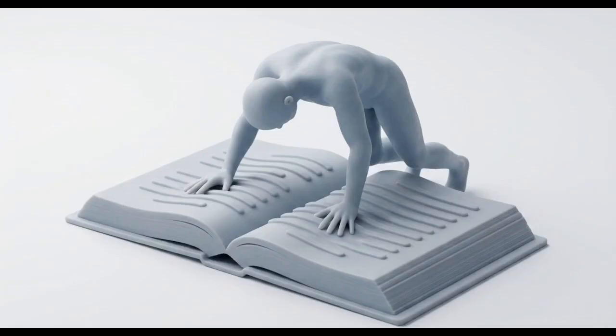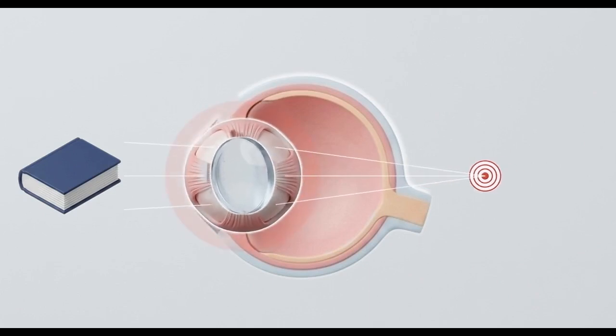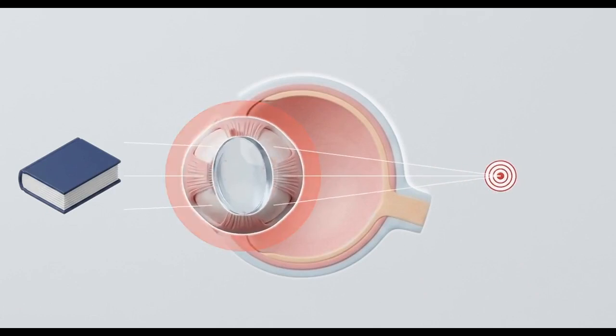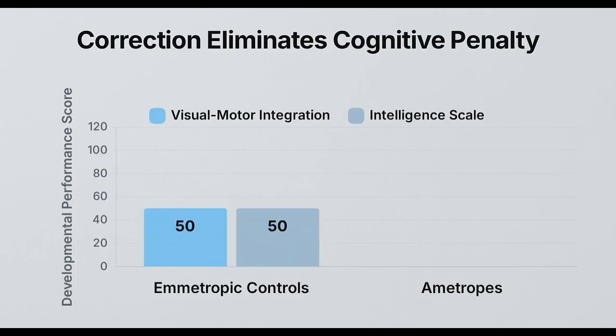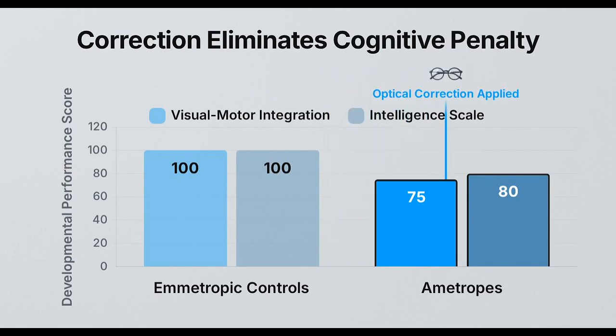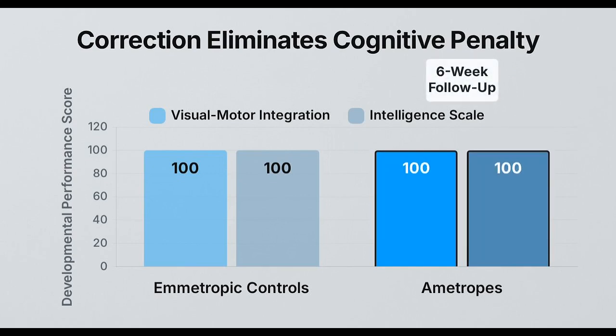As children reach preschool and school age, moderate symmetrical hyperopia creates a different set of developmental challenges. Uncorrected hyperopia in this group is a source of chronic accommodative strain, forcing the ciliary muscles to flex constantly to maintain focus for near tasks. This chart from the Roche-Levesque study compares emmetropic controls with uncorrected ametropes. Initially, the uncorrected group scored significantly lower in visual motor and intelligence scales. However, 6 weeks after optical correction, their scores rose sharply, effectively matching the control group.